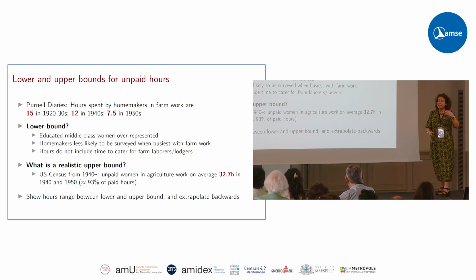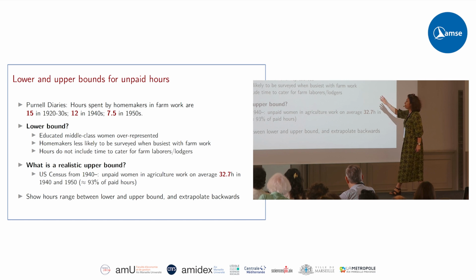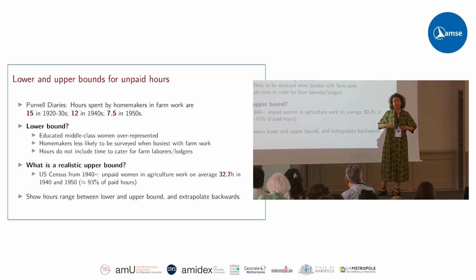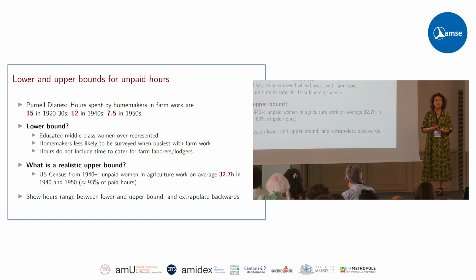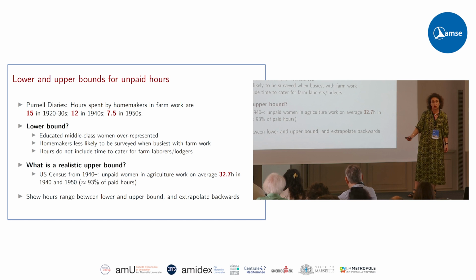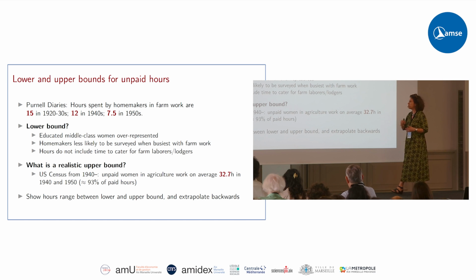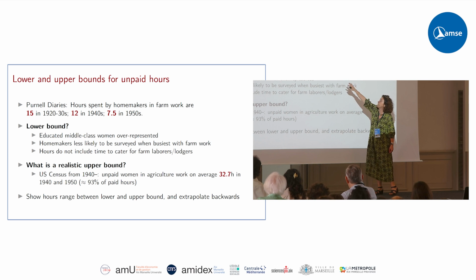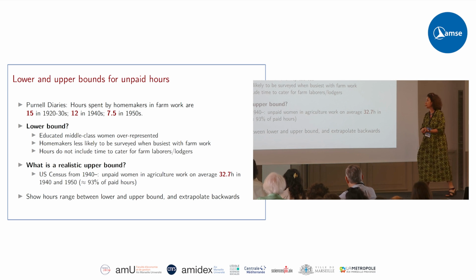Another reason why this might be an underestimate is because, of course, homemakers were surveyed on the farm, and in very busy seasons, say in harvest season, they were less likely to be idle at home waiting for the enumerator. So you might be missing women who are working a full week because it's harvest season. And also these hours do not include the time that is necessary, for example, to cater for farm laborers. So if the farm had external employees and those employees were eating and lodged on the farm, the hours spent by the homemaker to cater for them, which were about 2.5 hours, would also be part of the hours spent in order to produce agricultural output.